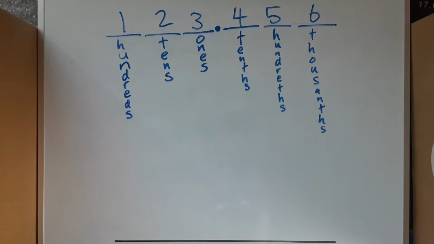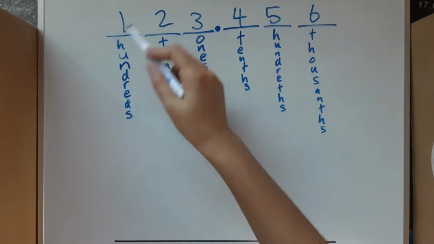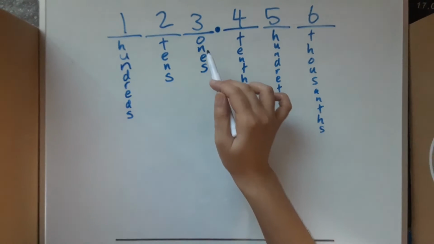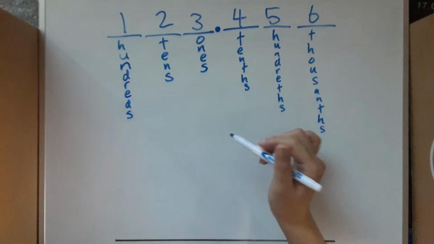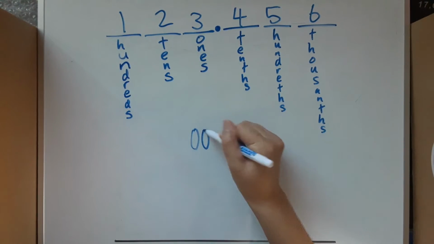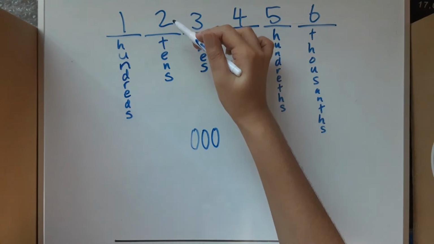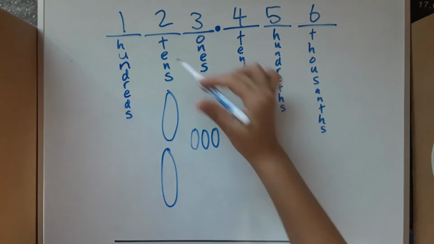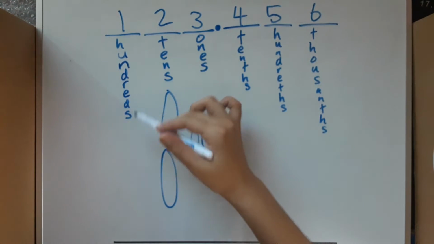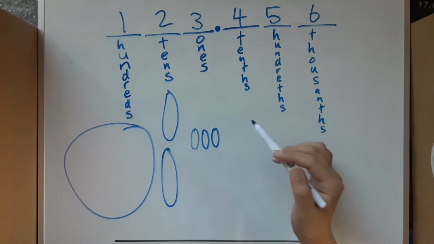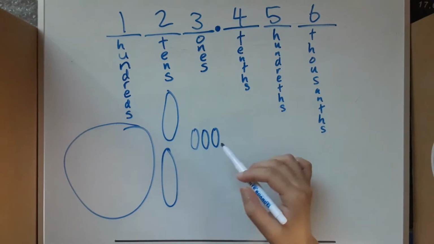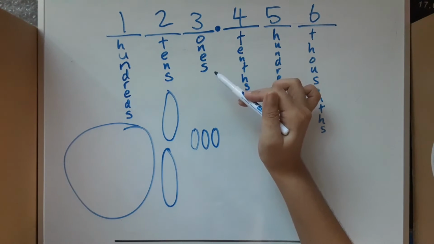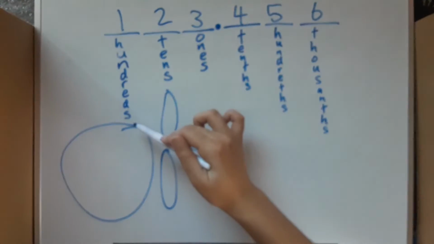Here we have a number with a value in every single place value that we've written. The 3 is in the ones, so we can imagine that we have 3 little sticks. 2 is in the tens, so we can imagine that we have 20 sticks. The 1 is in the hundreds, so we can imagine that we have 100 sticks. So we have 123. Now, as you can see, this is the ones place, the tens place, and the hundreds place.